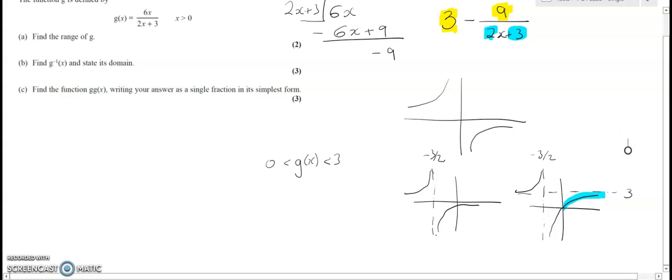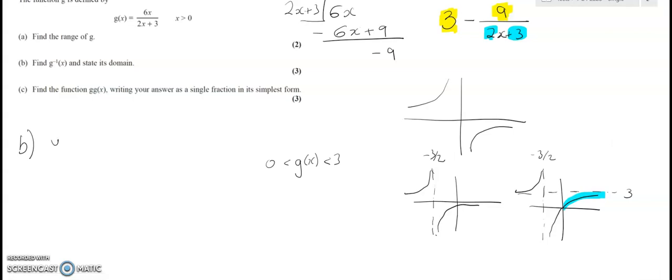Okay, let's look at part B now. Part B says find g inverse. So we know the method for finding g inverse is we let y equal g of x, and then we rearrange to make x the subject. You might have swapped the x's and y's around first. That's okay, it doesn't matter which order you do it in. So I'm going to make x the subject first.